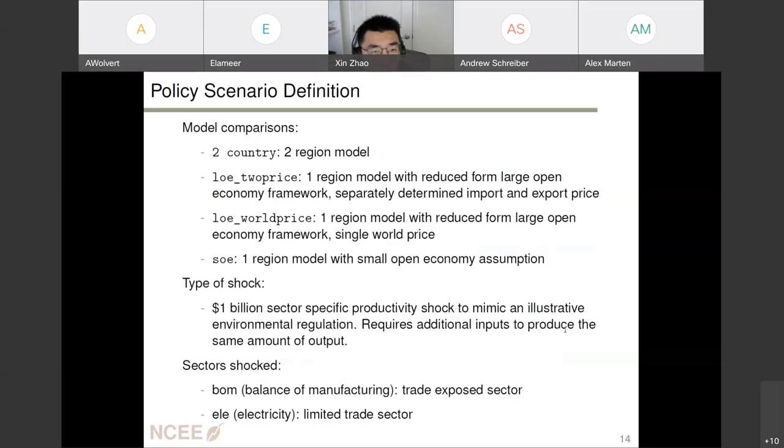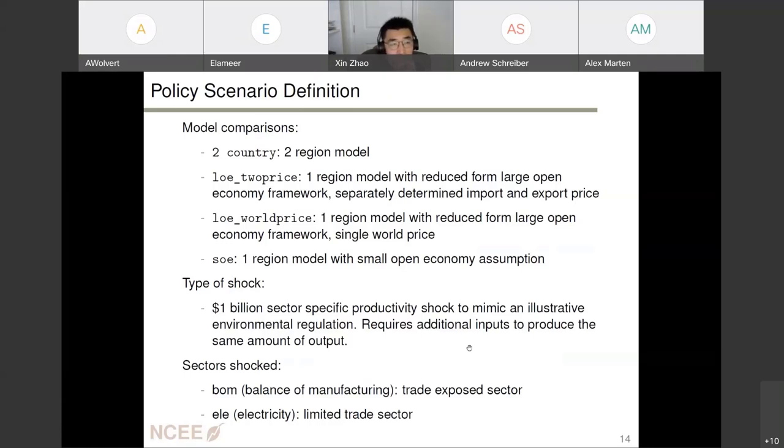One with separately determined import and export prices to allow flexibility in terms of what the elasticities are calibrated to, and then one with a single world price across imports and exports to see if we can simplify the way that the rest of the world is represented and see if we match the two country model well. And then finally, we compare with the small open economy assumption.